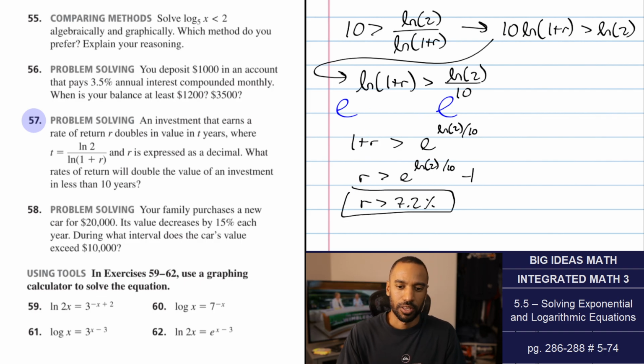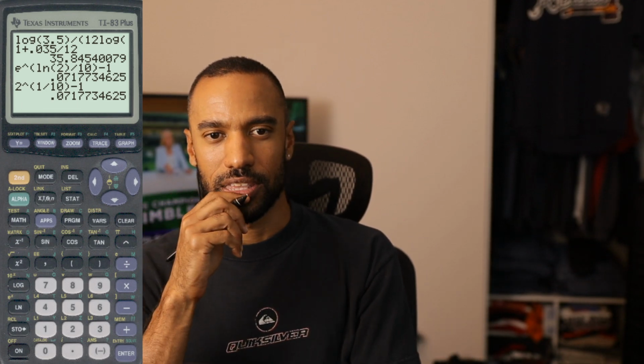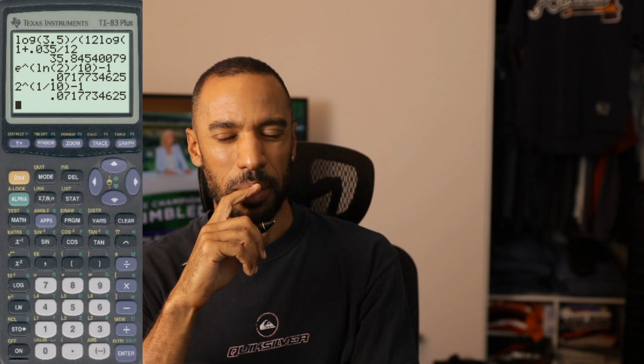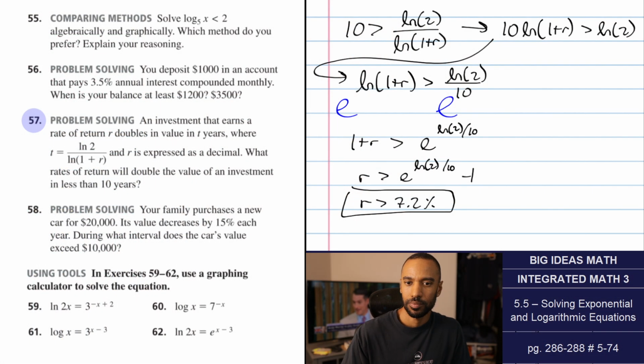Let's go back to the calculator. I'm really curious to see if I can do the 10th root of 2, or 2 to the 1/10, minus 1 and get the same thing. What did I just do here? There we go. Yeah, same number. So I could have done some different things there, but I'm good where I'm at. All right. Cool.